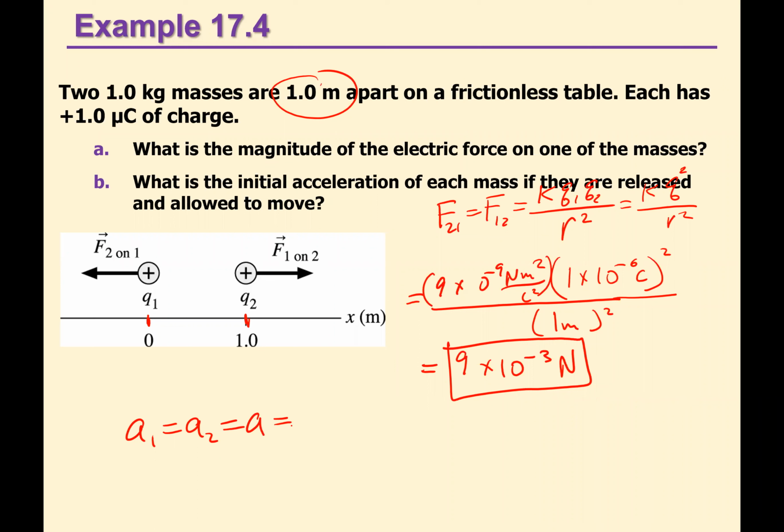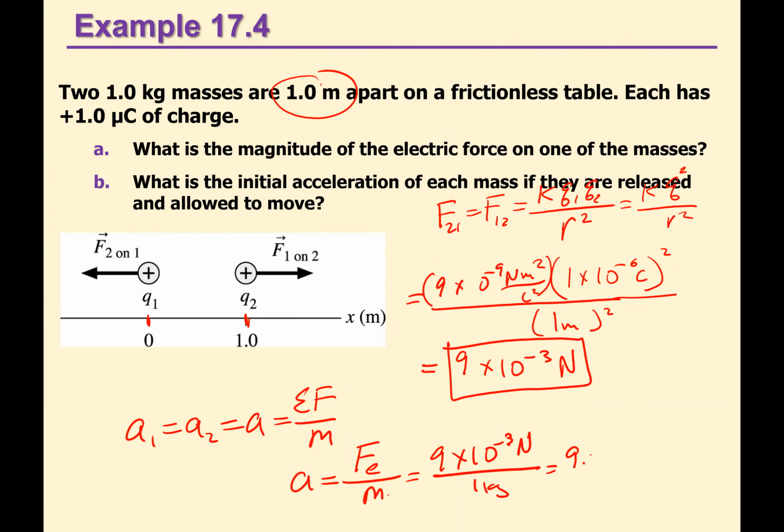How do I find acceleration? Well, remember Newton's second law: net force divided by the mass. So acceleration is equal to force, in this case just the one electric force, over the mass of this particle. So it's 9 times 10 to the negative 3 newtons divided by 1 kilogram. So this is 9 times 10 to the negative 3 meters per second squared. And that's the magnitude of the acceleration.